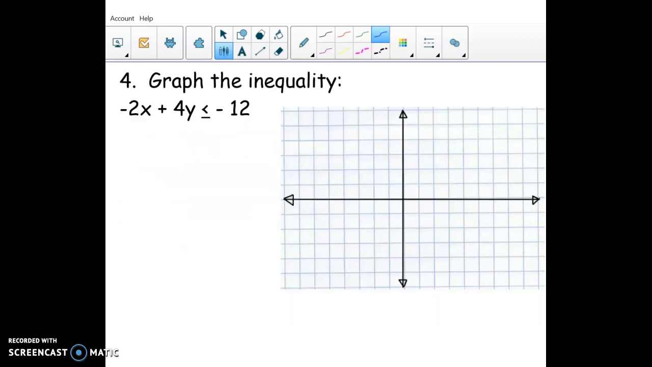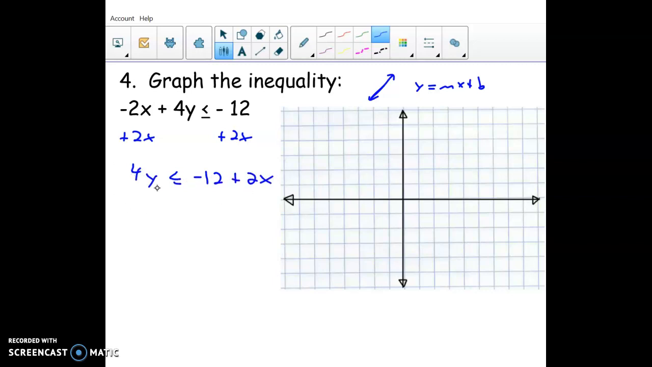Okay, graphing an inequality. Pause the video, see what you remember here. Okay, so first thing I'm going to think is this is a line, right? Because it's basically y equals mx plus b. We don't have absolute value, so it's not a V. And then I'm going to solve it for y. So I'm going to start by adding 2x to both sides. So I have 4y less than or equal to negative 12 plus 2x.